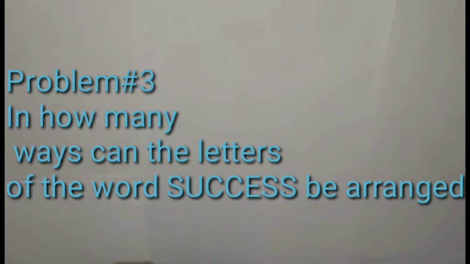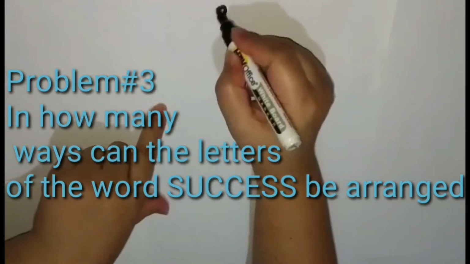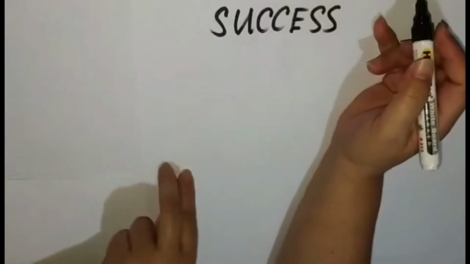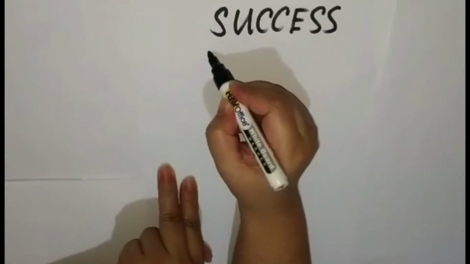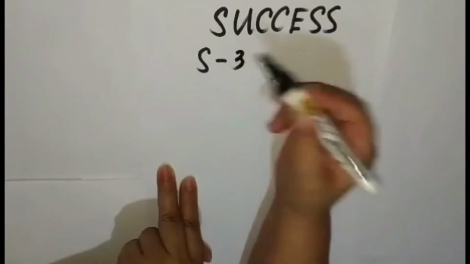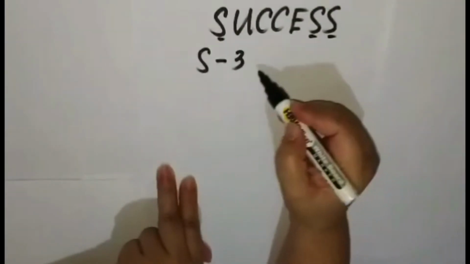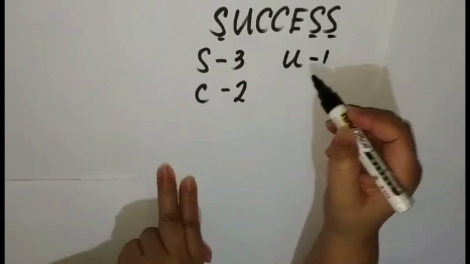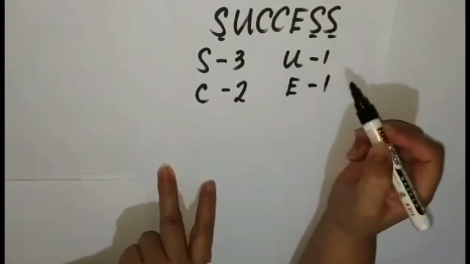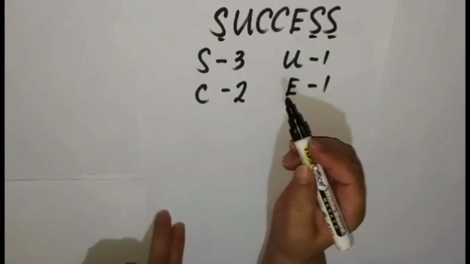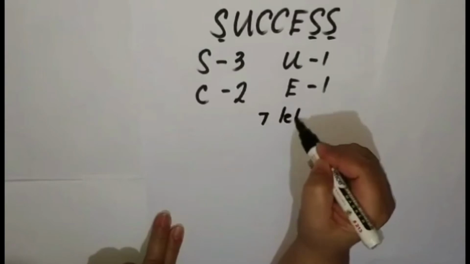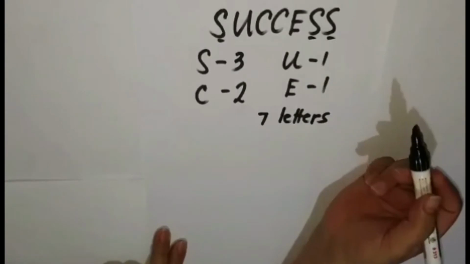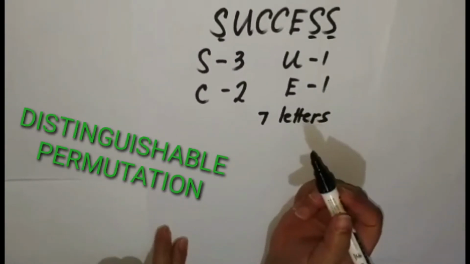Our third problem. In how many ways can the letters of the word success be arranged? So our word is success. If you noticed, there are repeated letters. For letter S, there are 3. And then for letter C, there are 2 letter C's. For letter U, there's just 1. And then for letter E, there's just 1. So a total of 7 letters. So there are 7 letters in all. But since there are repeated letters, then this is an example of a distinguishable permutation.